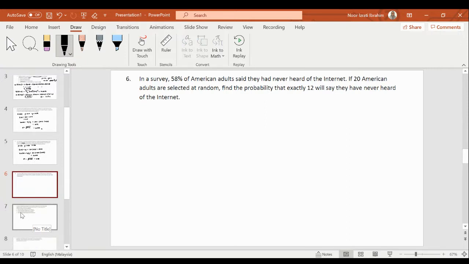Question number 6. In a survey, 58% of American adults said they had never heard of the internet. If 20 American adults are selected at random, find the probability that exactly 12 will say they have never heard of the internet. So you want to find the probability of never having heard of the internet, and we know that 58% have not heard of it. So this is the probability of success, 0.58. q automatically becomes 1 minus 0.58, which is 0.42.